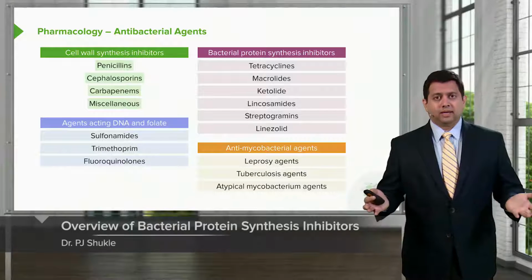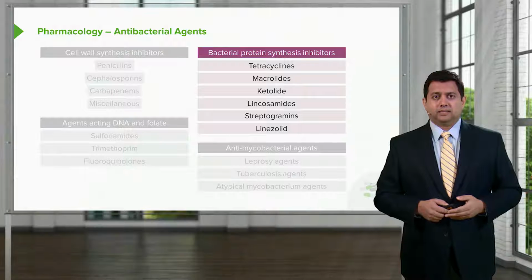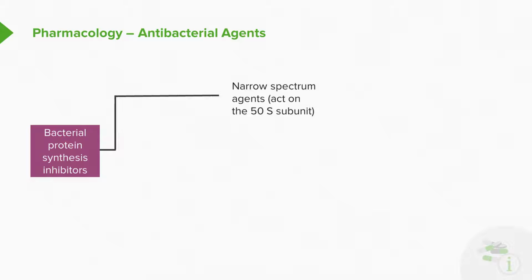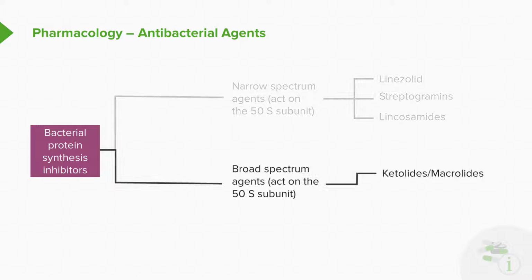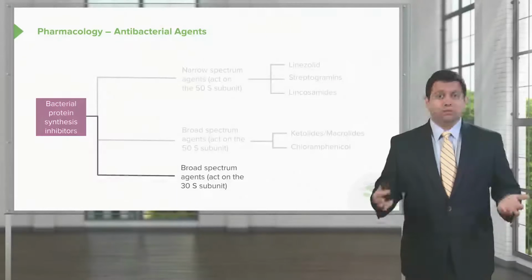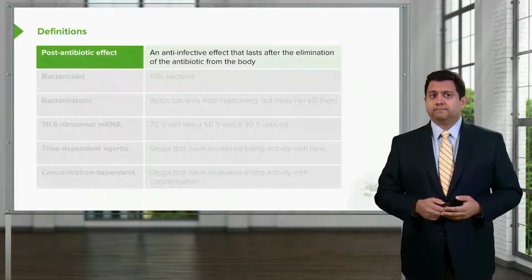Let's move on to another category of antibacterial agents, the bacterial protein synthesis inhibitors. So the bacterial protein synthesis inhibitors are narrow-spectrum agents. They act either on the 50S subunit, such as linezolid or streptogramins or glycosamides, or they're broad-spectrum agents like the macrolides and chloramphenicol. Other broad-spectrum agents that act on the 30S subunit include the tetracyclines and the aminoglycosides.